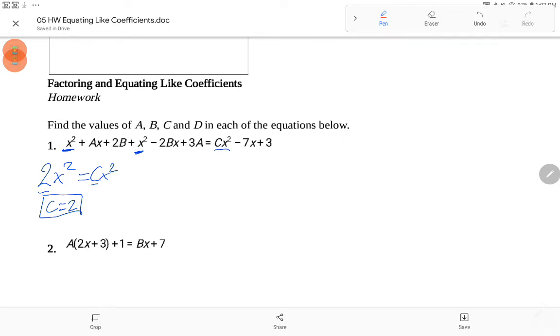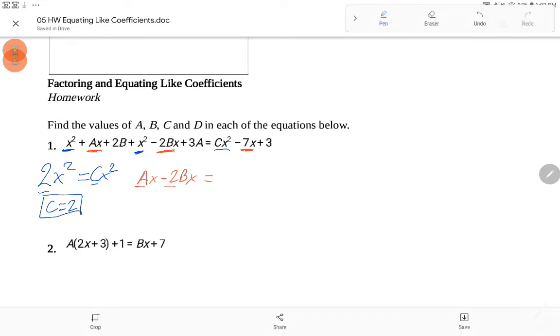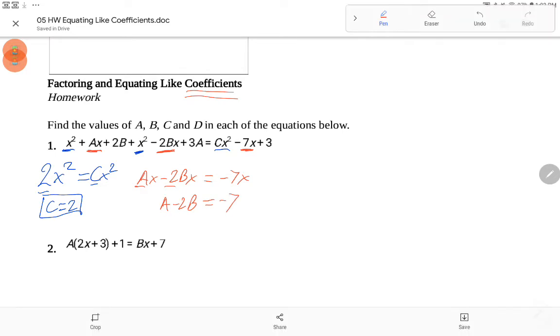I'll change colors. Now I'm going to go to the x term. Here's an ax, and I see I have a minus 2bx. So I'm going to write here ax minus 2bx, and those are my x terms on the left. I'll go over to the right, and I'll see there's this subtracting 7, or negative 7x. So these two coefficients, a subtracted by 2b, are going to have to equal negative 7. Since we're looking at the coefficients, this is really a minus 2b. If I combine them, they have to equal negative 7. I can't do anything more there, so I'm going to stop there and keep going.